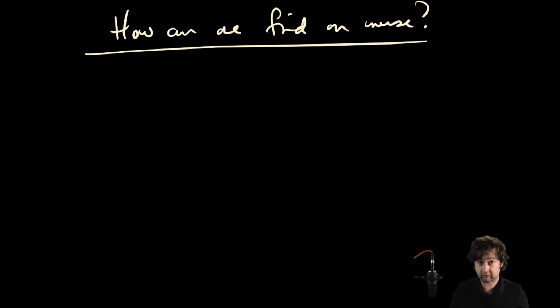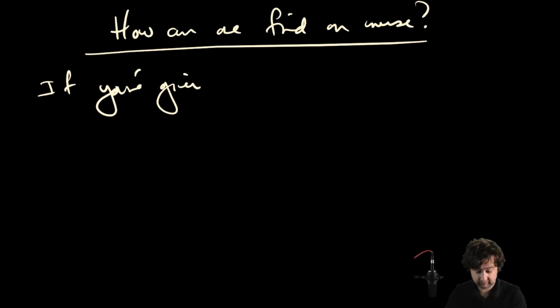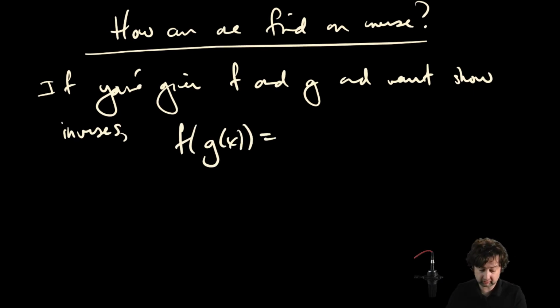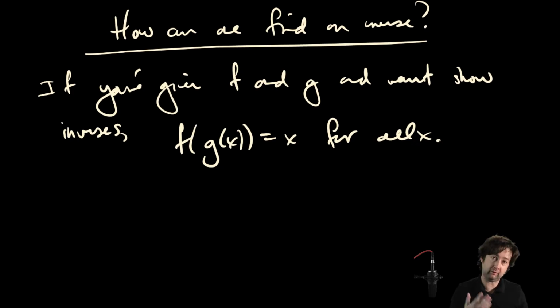Sometimes you're just given a pair of functions. If you're given f and g, and you want to show they are inverses, then you need to check that f of g of x is equal to x for all x. That is, functions are inverses if one of the functions undoes the other one. So if applying f to g just gets you back the original input again, then f undid g, and f is the inverse of g. Well, suppose that you're not given the inverses. You're just given an f. How do you find a potential candidate for f inverse?